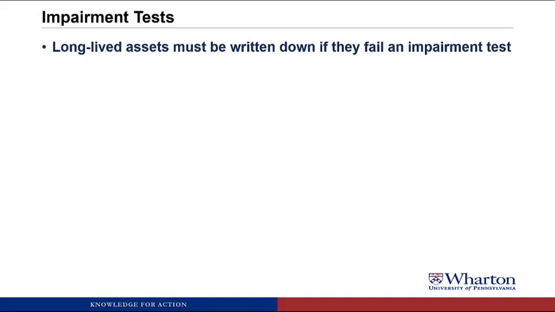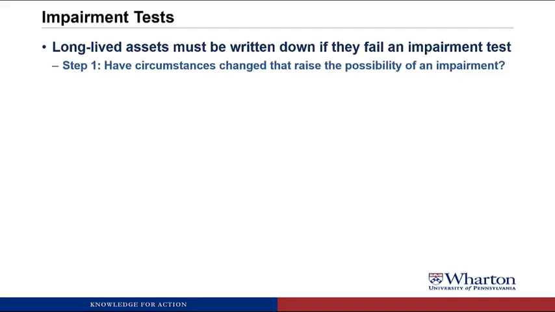Next, we're going to talk about impairment tests. Sometimes the value of a long-lived asset drops below what it's listed on the books. This is what's called an impairment, and we may have to write down the value in that case. So there's 3 steps we have to look at for an impairment test. Step 1. Have any circumstances changed that raise the possibility of an impairment?